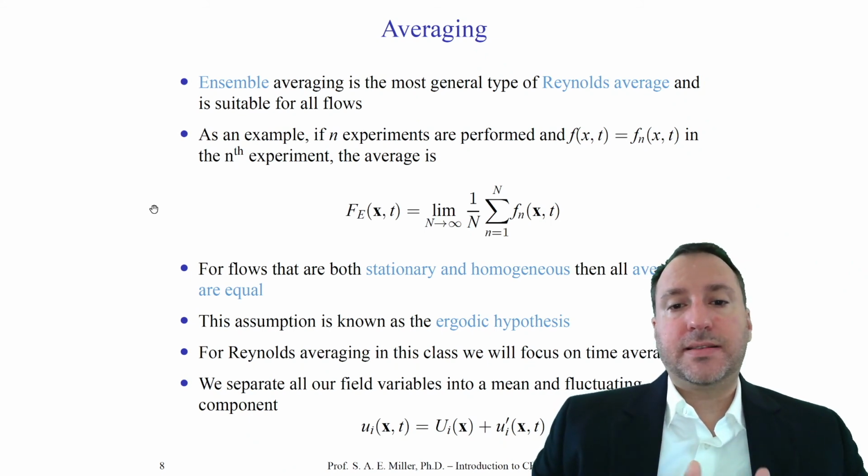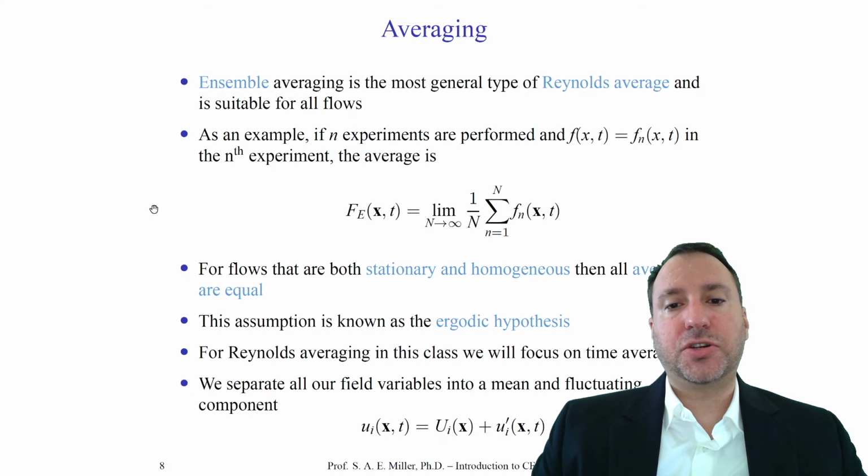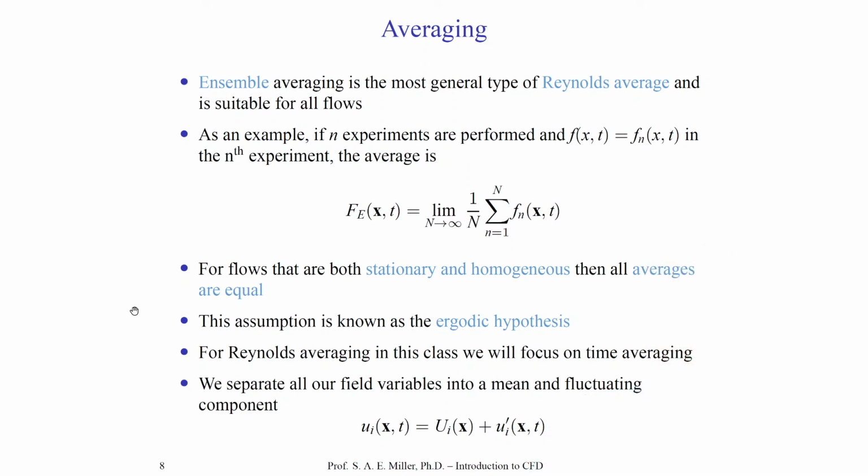Homogeneous means that if we move to different spatial positions, the statistics don't change. So if our spatial statistics aren't changing and our temporal statistics are not changing, then you can imagine if we take ensemble averages or spatial averages or time averages, they'll all be equal. You can show this mathematically. Now, this assumption itself is known as the so-called ergodic hypothesis.